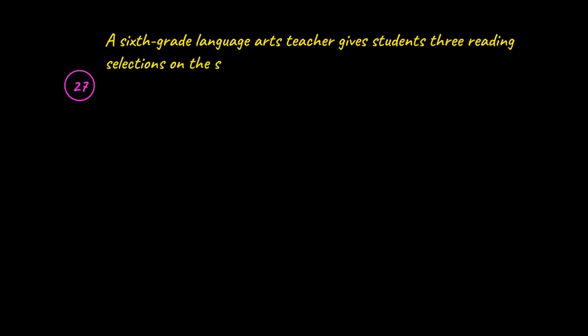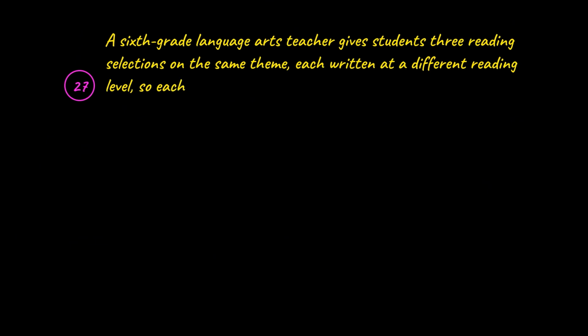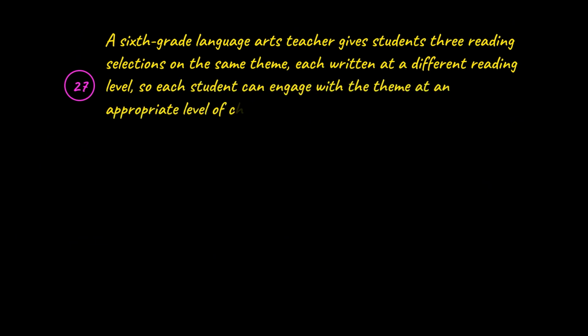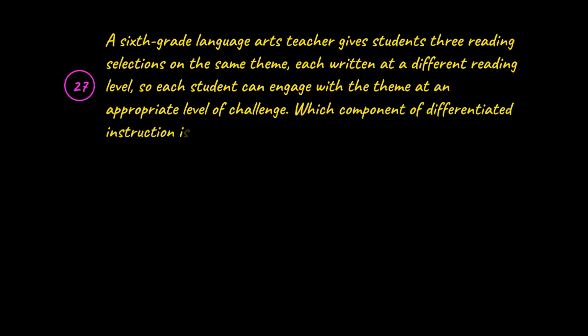Question 27. A 6th grade language arts teacher gives students 3 reading selections on the same theme, each written at a different reading level, so each student can engage with the theme at an appropriate level of challenge. Which component of differentiated instruction is the teacher adjusting?